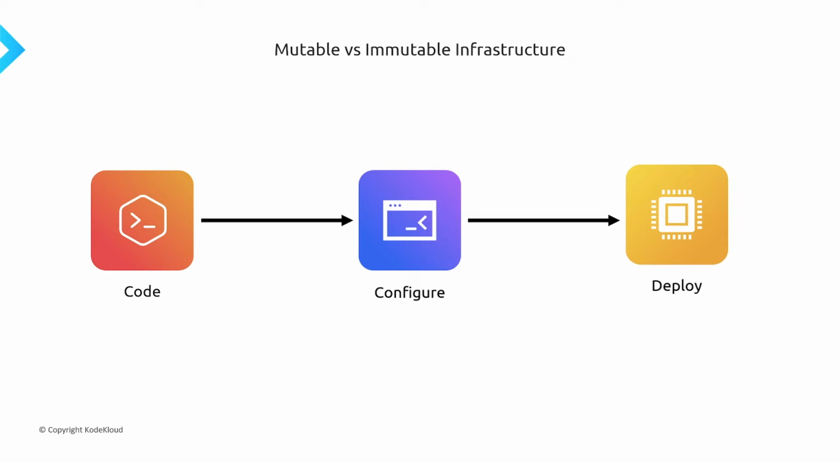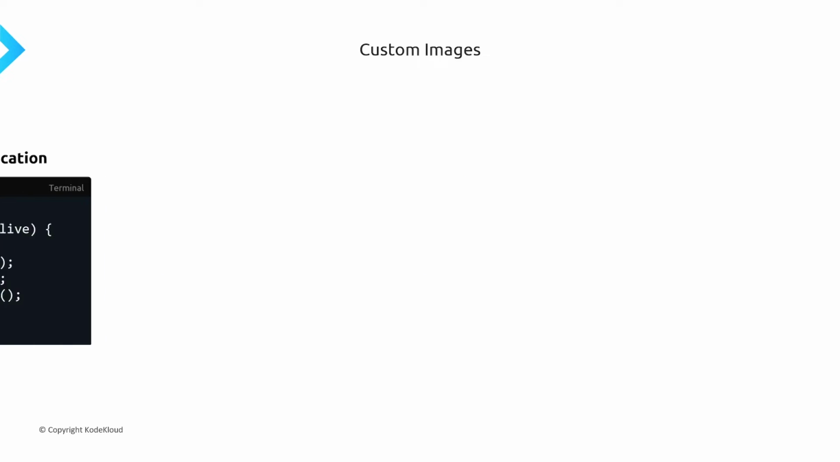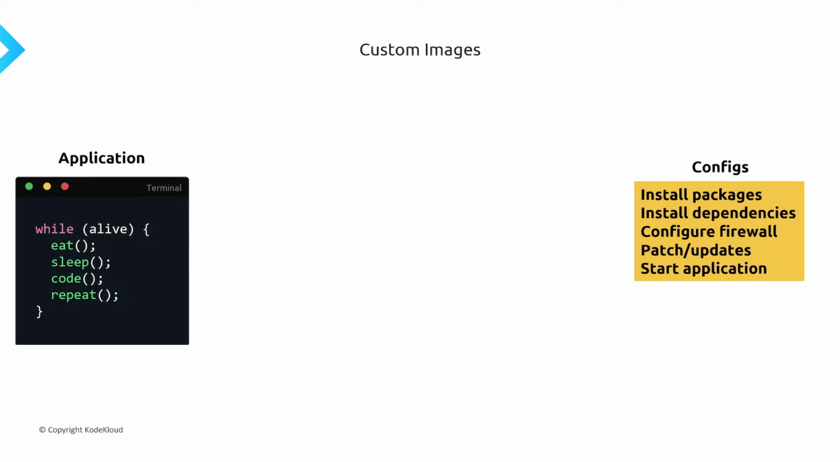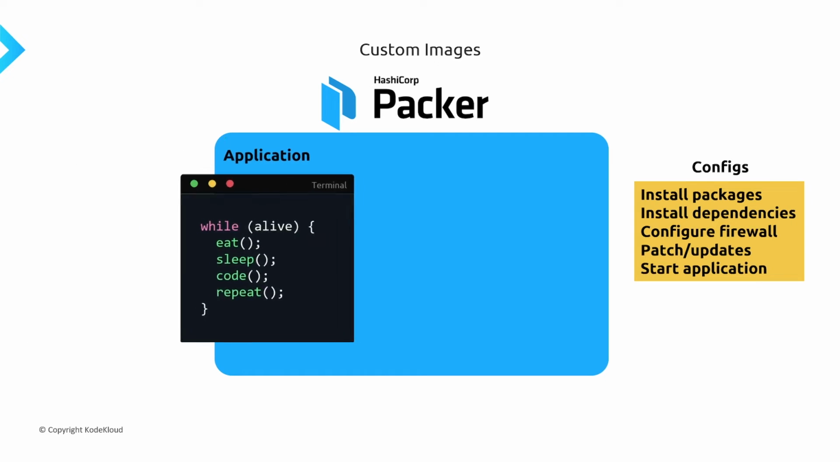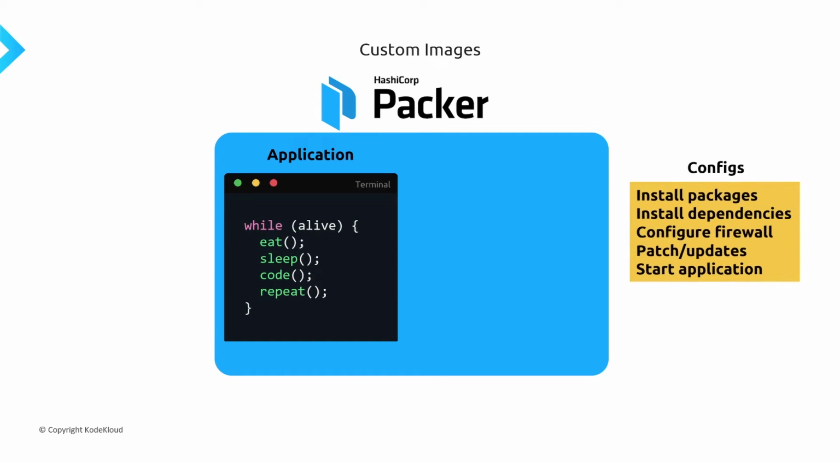Well, this is where Packer is going to come into play. This is where custom images come into play. So what we could do is take our application code, and take all of the configuration changes that we would need to make to a server, and combine it into a single image using a tool like Packer.